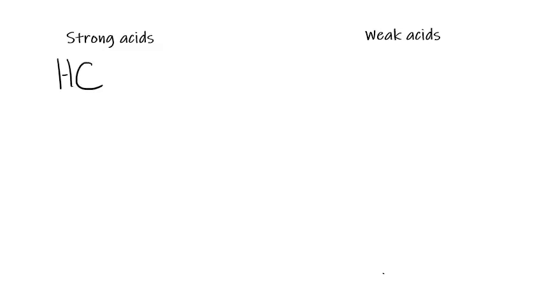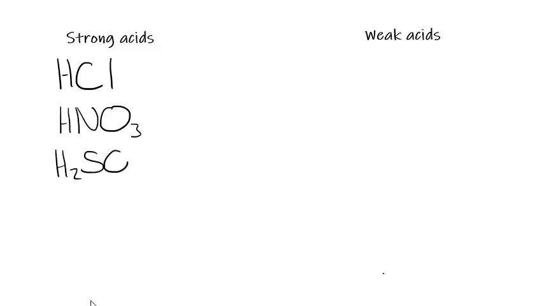This is classic, one of my videos where I start with the eraser. We could have nitric acid, HNO3, or we could have sulfuric acid. Those are all examples of strong acids, and they're all strong acids that we came across last year. Now this year we're going to be looking at weak acids as well.